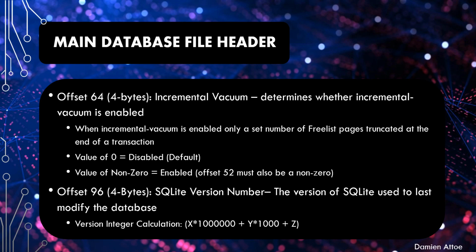The final entry of importance in the database file header is the SQLite version number, which is stored in the 4 bytes from offset 96. From an examination perspective, the SQLite version number can indicate what SQLite features may be in use. The value in these final 4 bytes of the header is calculated as x times 1,000,000 plus y times 1,000 plus z, where x is the major version number, y is the minor version number, and z is the release number.